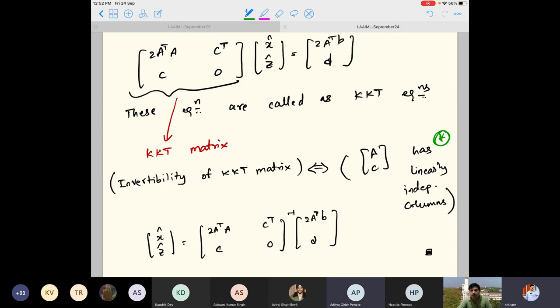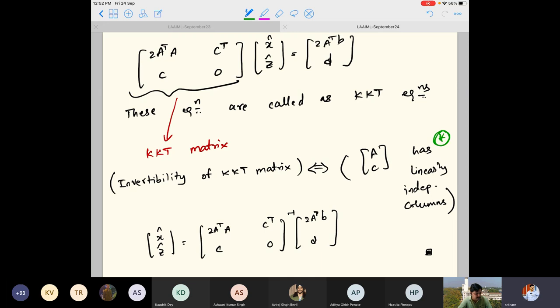So from here we'll get the values of x and z. Correct. We are interested in x hat values. So x hat values you can get from here easily, right? Yes, sir. So basically we want the values of x hat, but x hat and z hat together have to satisfy this.